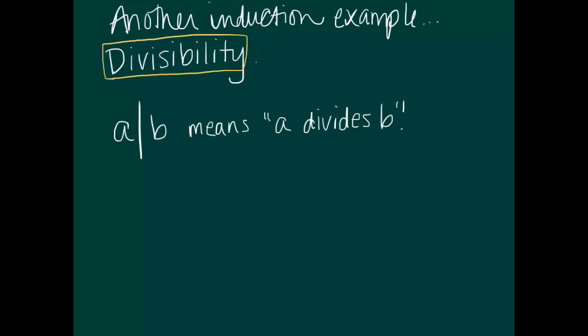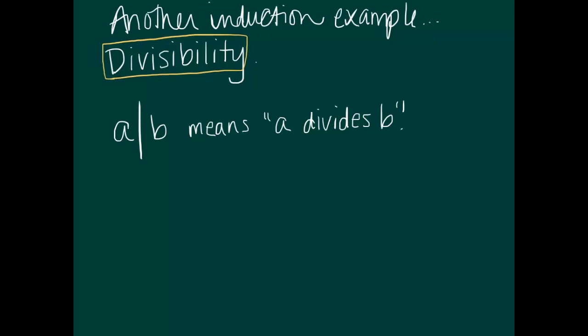In this video, we're going to look at another induction example. We're going to look at a proof by induction that deals with divisibility. So first, let's introduce a new symbol. A, and then this vertical line, B, means that A divides B. That's how we would say that.